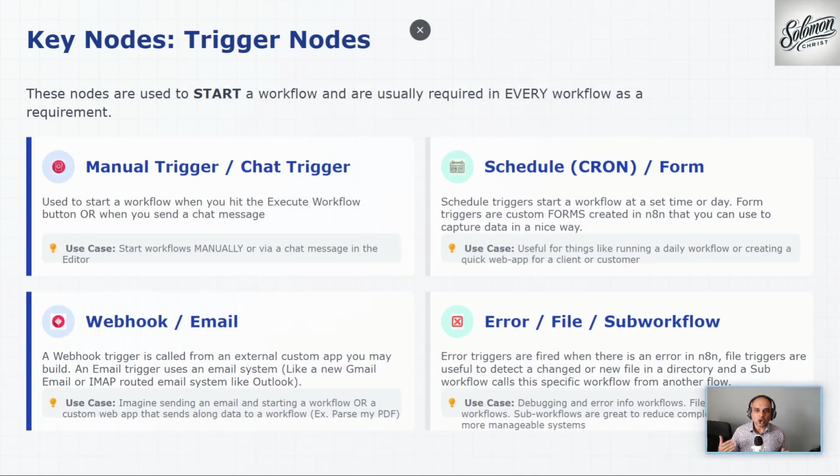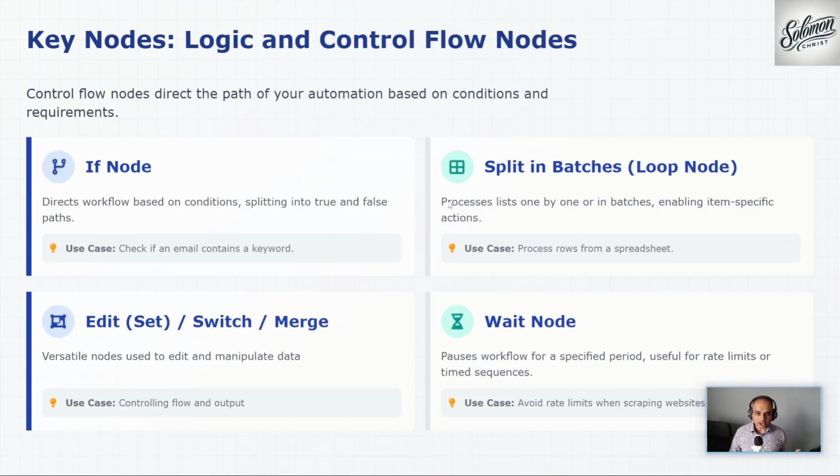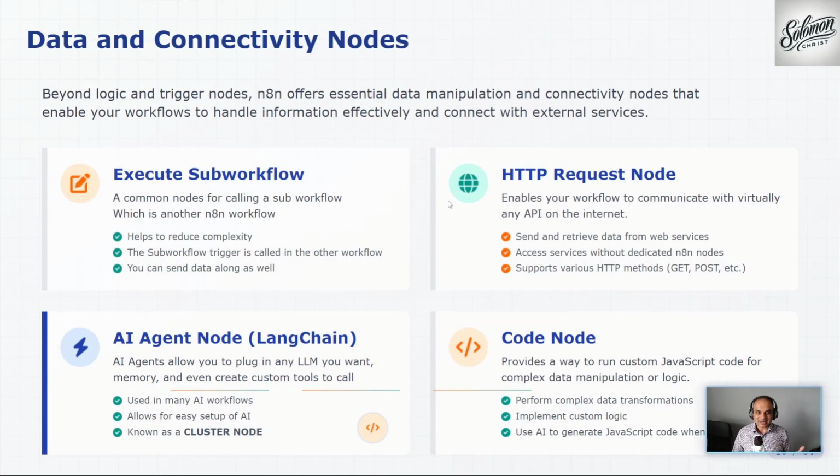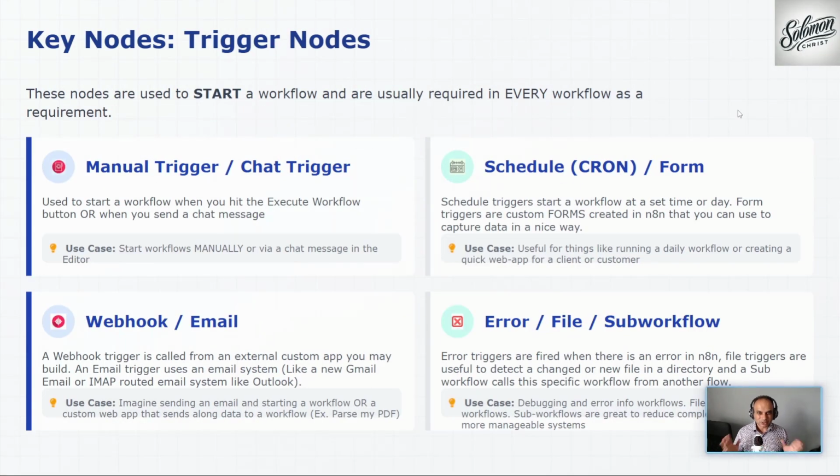So now we're going to go into key nodes. All right, so these are nodes that are going to be important, especially when you're working on workflows. These are the ones that I use a lot, and a lot of automators use all the time. We're going to start off with trigger nodes, and then we're going to get into logic and control nodes, as well as data and connectivity nodes. So let's start off with trigger nodes.